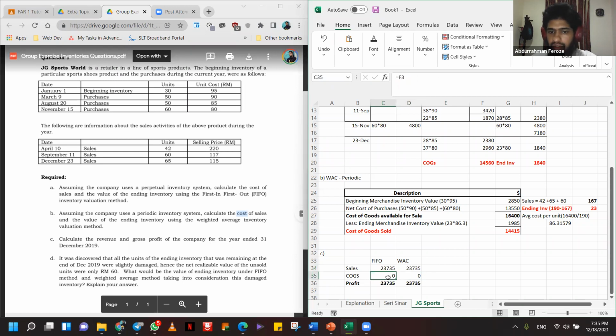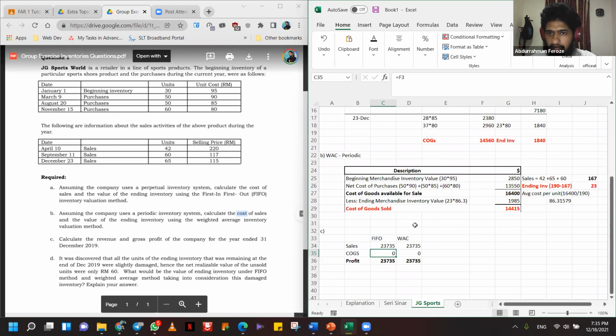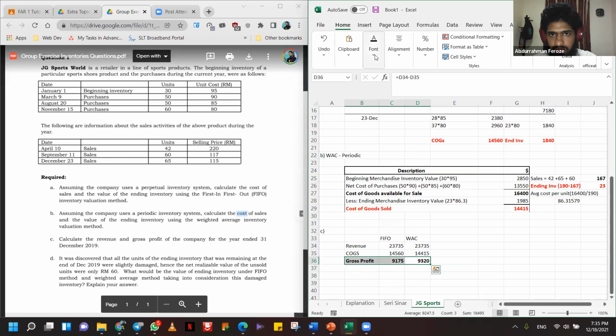23,735. For the FIFO, the cost of sales was 14,560. And for the WAC, what we did was 14,415. So the profit, so this is the revenue. Okay, we can change revenue. And let's make this gross profit. Is that clear? How that was done?